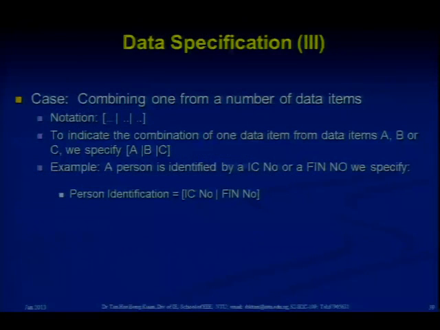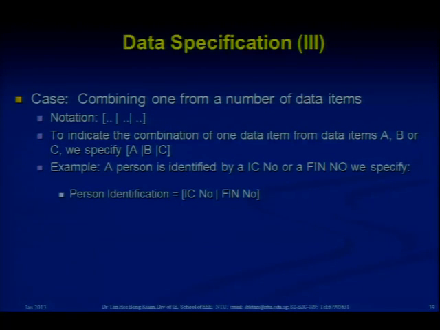Okay, case, the last structure. For case, we use a vertical bracket, another kind of bracket, so separated by a vertical bar. Case means this particular data item either has a value of A or B or C, only one of them. Here, although in this example I show you 3 cases, it can have many cases. It depends on the requirement. It depends on what you want to describe.